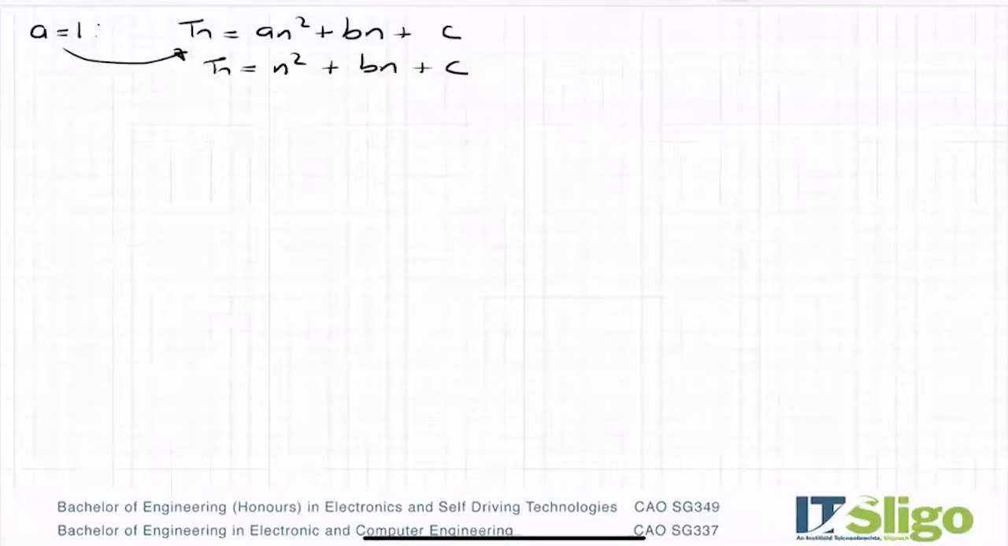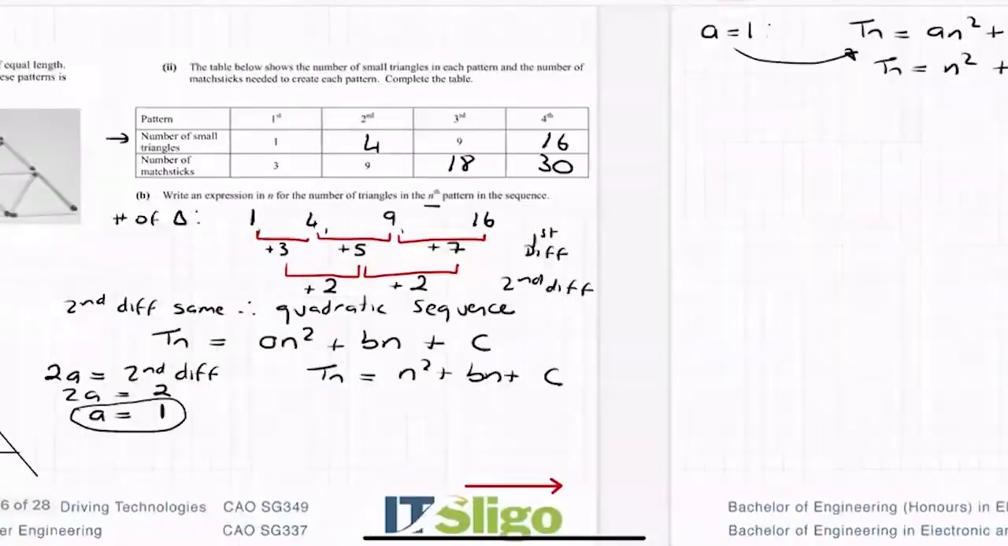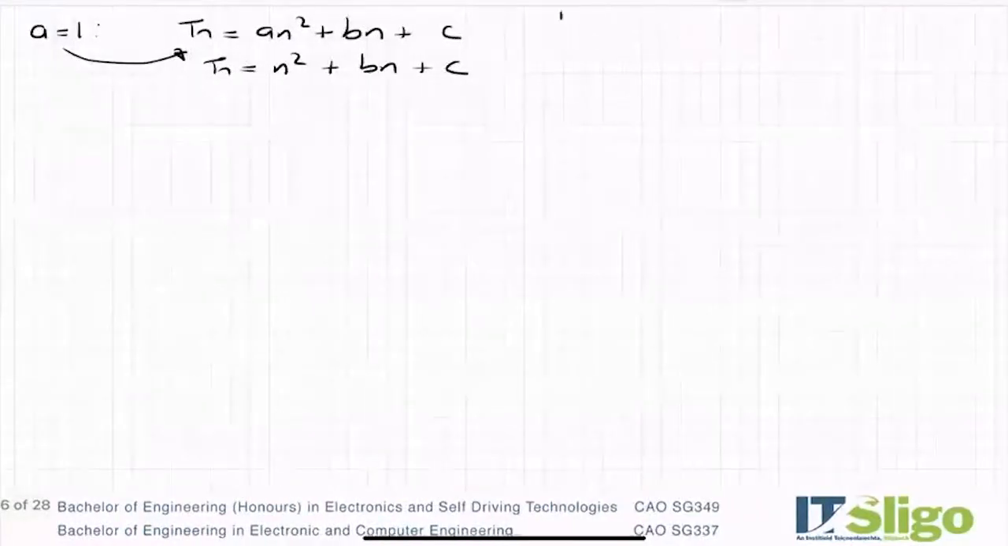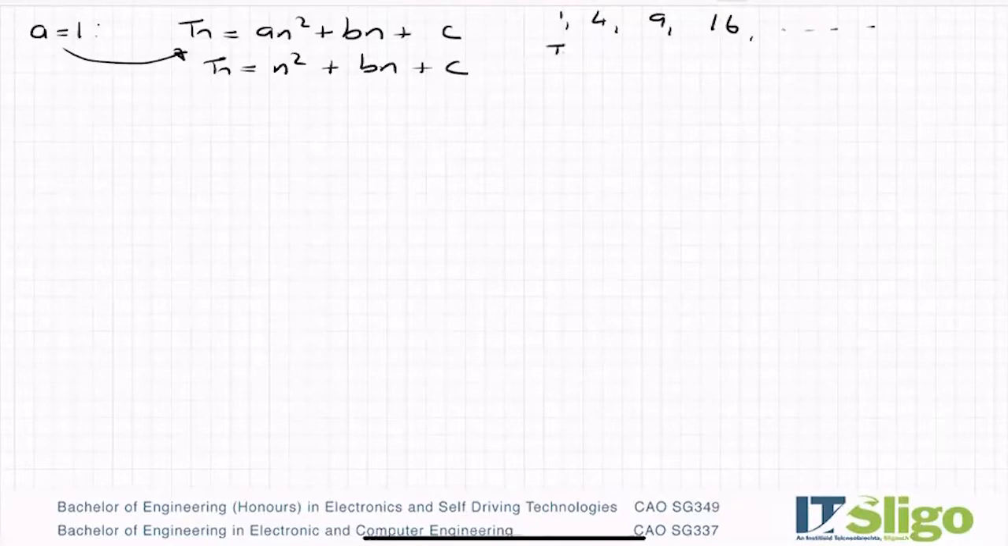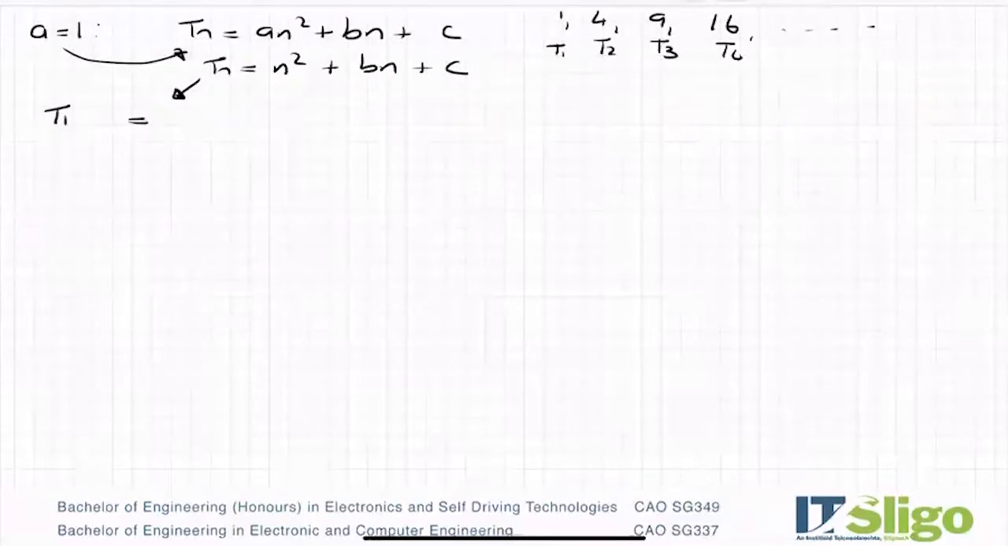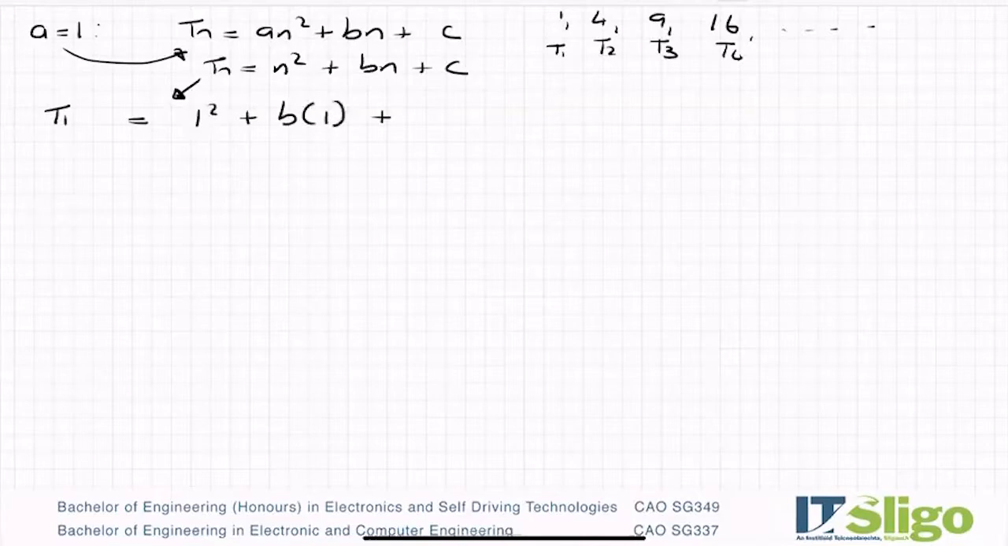Okay, so you have knowledge about the sequence. You know that the sequence is 1, 4, 9, and 16, and so on. So this is T1, this is T2, this is T3, and this is T4. You know this is the general form of a quadratic sequence. You can say that T1 would be equal to, so I'm literally replacing n with 1 all the way across, 1 squared plus b times 1 plus c. And we know that's equal to the first term of our sequence. We know our first term is 1.